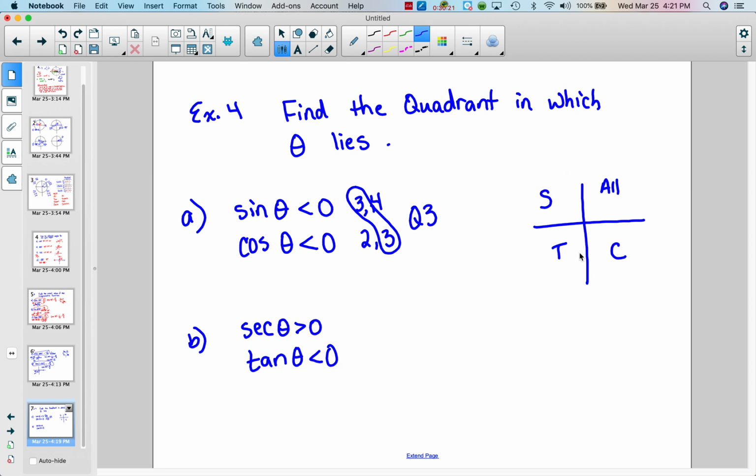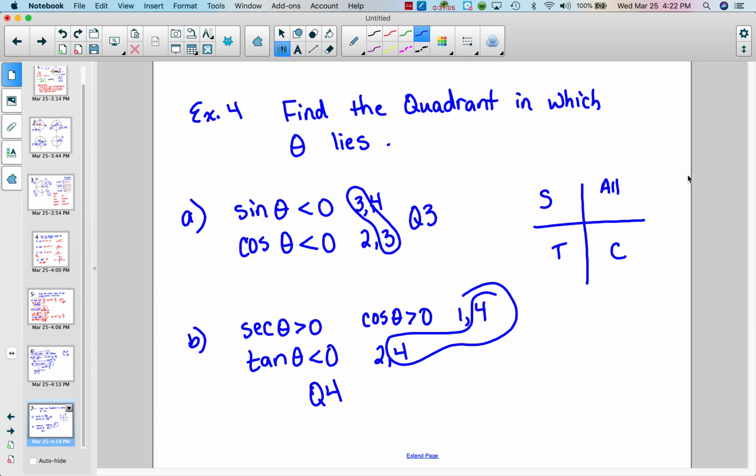Okay, so this little picture will help you. Remember, this is quadrant 1, 2, 3, and 4. All students take calculus. It tells you what is positive. Now, if secant is positive, then that means cosine is positive. Remember that cosine is the reciprocal of secant. So if this is positive, then so is cosine. So cosine is positive in quadrants 1 and 4. We want to know where tangent's negative. Well, tangent is positive in 1 and 3, so it's negative in 2 and 4. So we're looking for the overlap. So quadrant 4 would be our answer for that one.